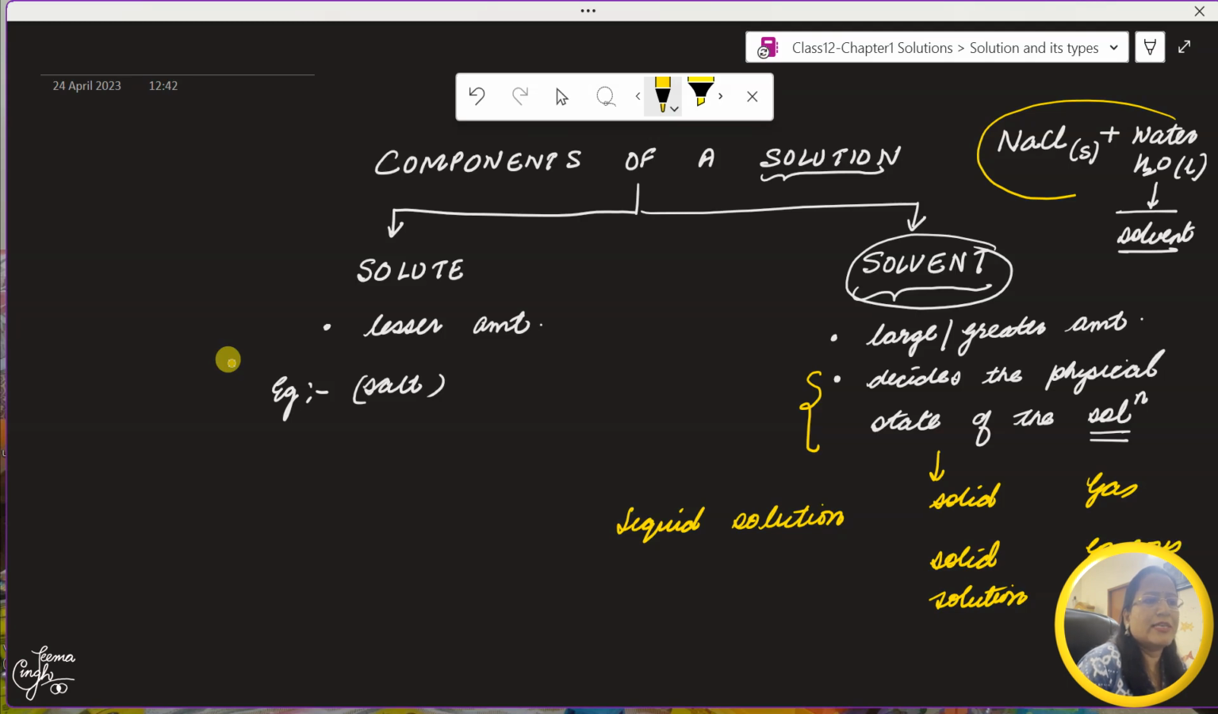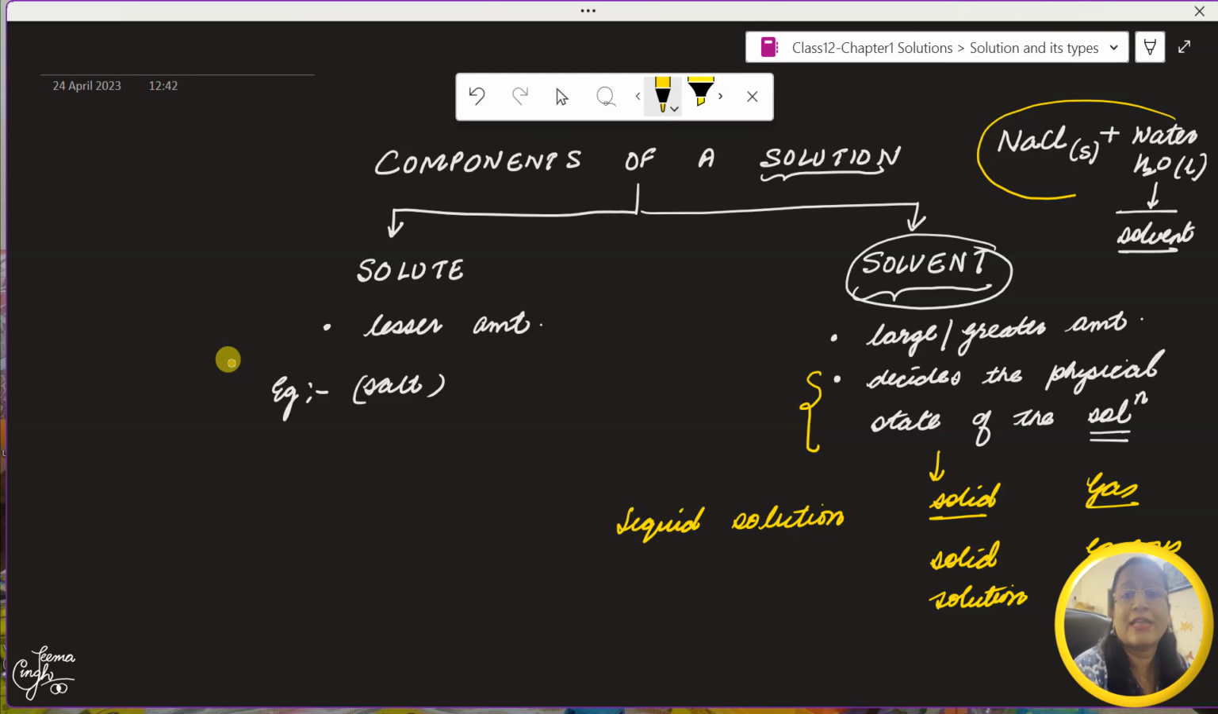We'll do these types of solutions in a while. You can just remember that depending on the physical state of the solvent, you have the same state of your solution. So you have solid solution, gaseous solution, and liquid solution. So if a numerical says liquid solution, quickly it should come to your mind that the solvent is liquid. If they say solid solution, your solvent is solid. If it's gaseous solution, your solvent is a gas. Your solute can be solid, liquid, or gas.